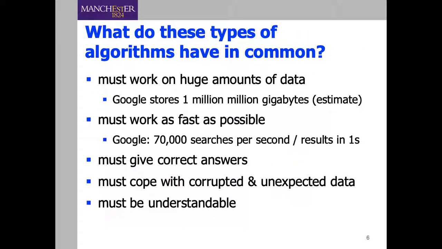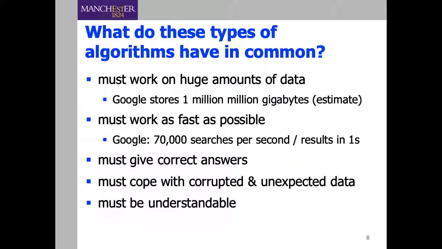So all those different types of algorithms, and in all the different ways that they crop up, what do they have in common? I've picked a few things out here, and these are sort of real-world constraints that algorithms have. Data's getting bigger and bigger, as we all know. Google doesn't tell you how much data it's got in its data centers around the world, but people estimate it's something at least 1 million gigabytes. That's a million terabytes. But who knows?